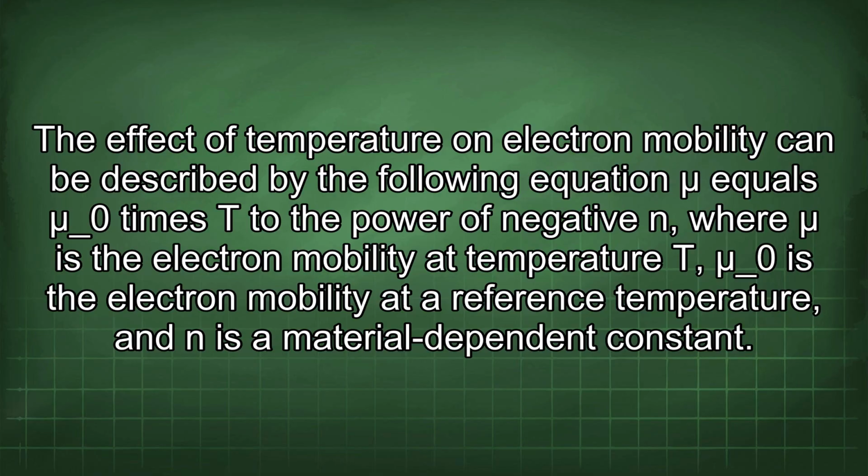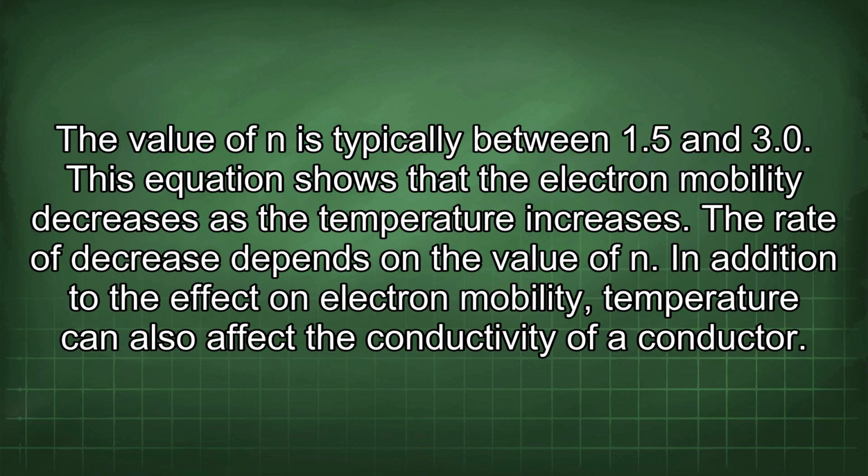The effect of temperature on electron mobility can be described by the following equation: mu equals mu0 times T to the power of negative n, where mu is the electron mobility at temperature T, mu0 is the electron mobility at a reference temperature, and n is a material-dependent constant. The value of n is typically between 1.5 and 3.0. This equation shows that the electron mobility decreases as the temperature increases. The rate of decrease depends on the value of n.